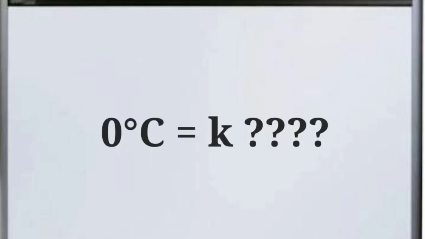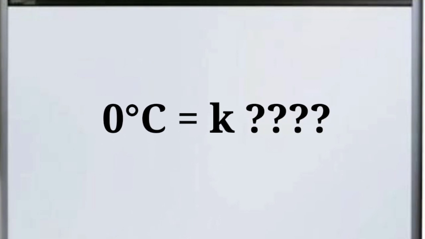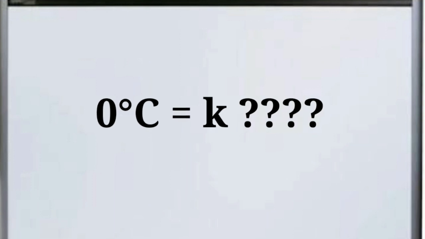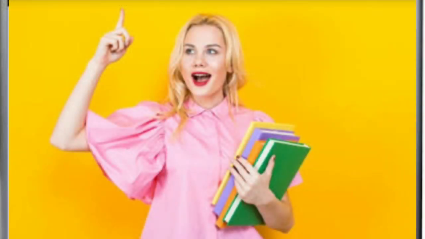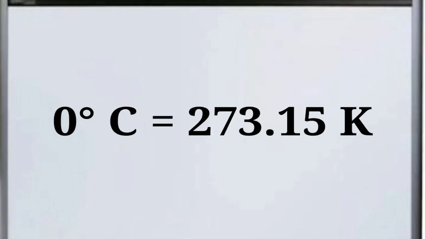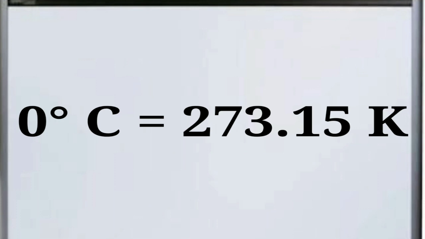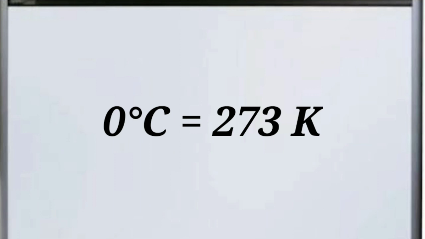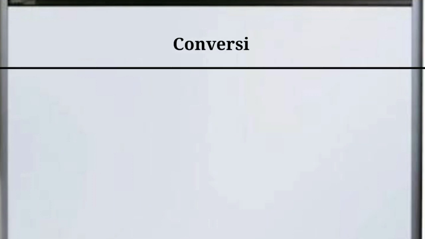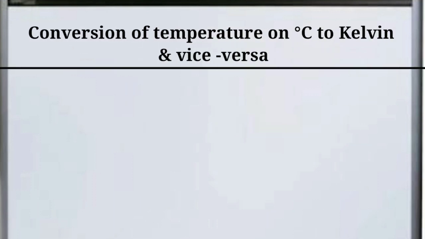Now, 0 degree Celsius is equal to how much Kelvin? Many of us know, and many of us don't know. So 0 degree Celsius is equal to 273.15 Kelvin, and for convenience we take 0 degree Celsius equal to 273 Kelvin after rounding off. Now we learn how to convert a temperature in Kelvin to degree Celsius and degree Celsius to Kelvin.